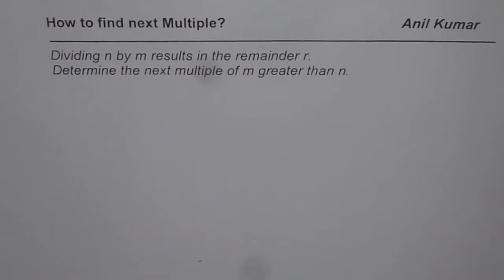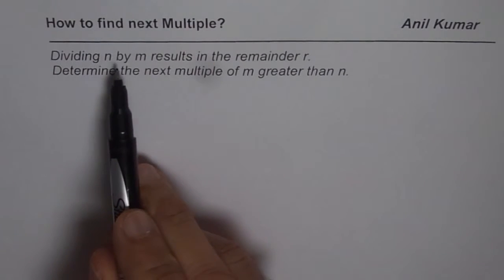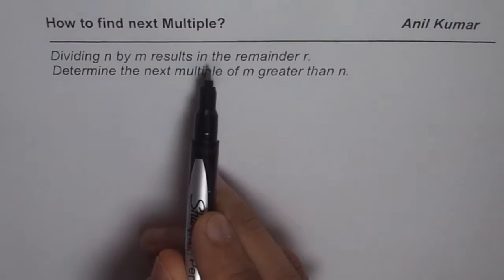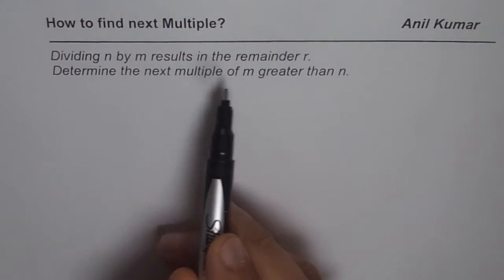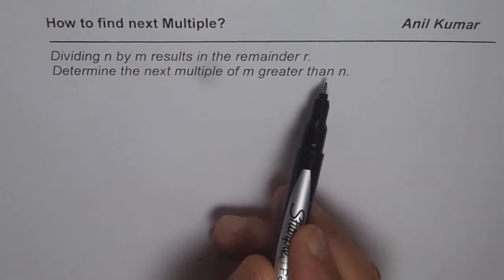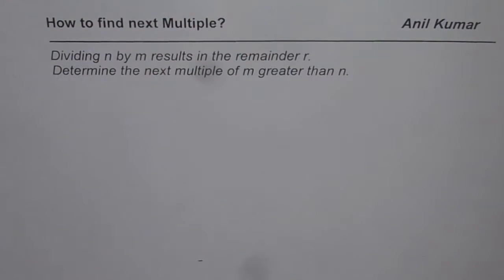Now, the question here is how to find the next multiple. We'll start with a very general statement: dividing n by m results in the remainder r. Determine the next multiple of m greater than n. We'll have this kind of statement in such an aptitude test. You may get lost in n, m, and r. To solve such a question, let us understand the basics.